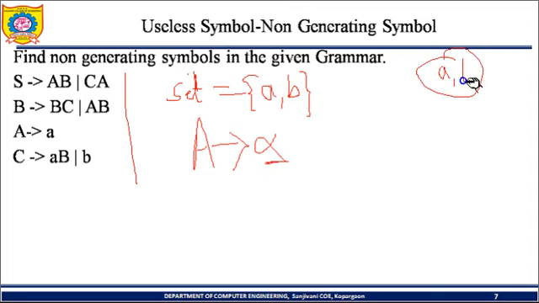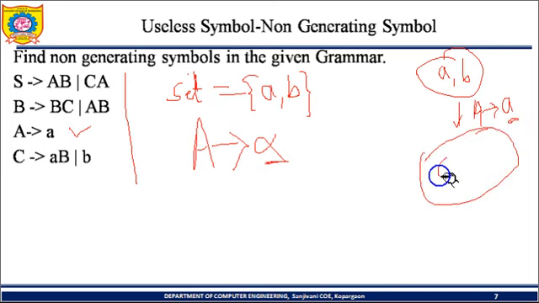Now there is a production A tends to small a in the given grammar. Here you can see this production is there. Small a is generating, because it is present in the set of generating symbols. That's why capital A is also generating, and we need to add it into the set. Now the set of generating symbols consists of small a, b and capital A.